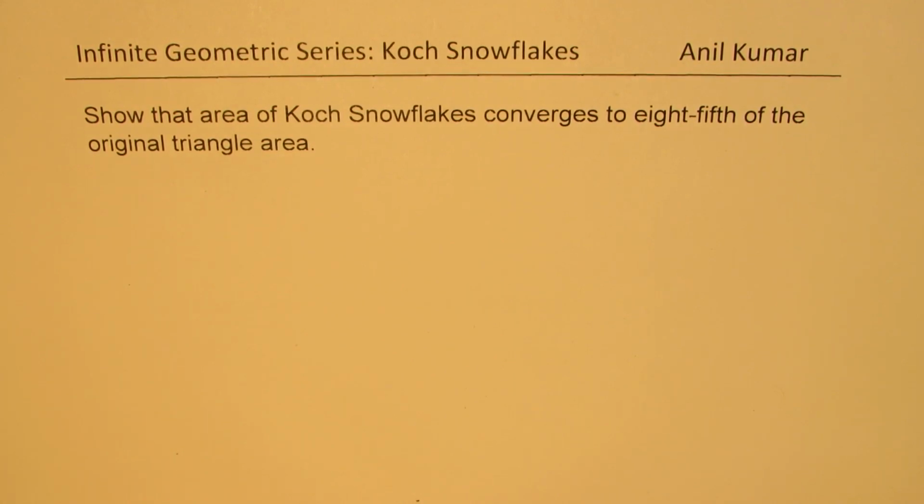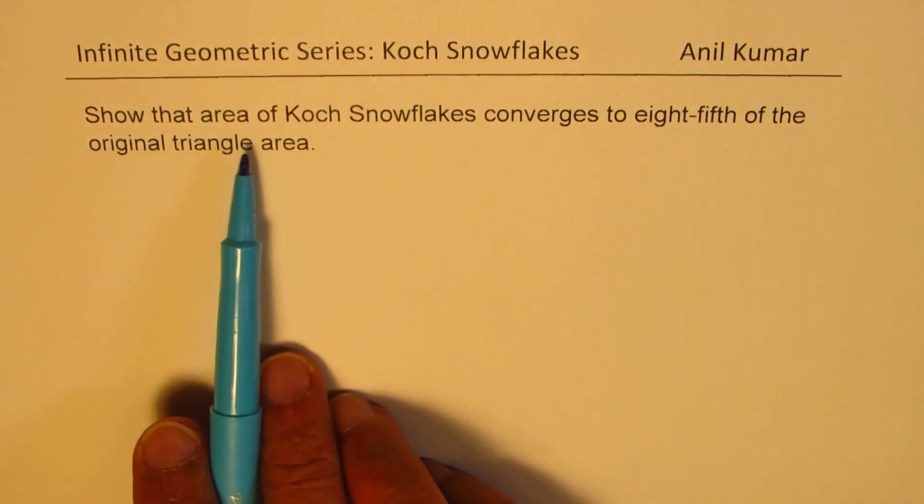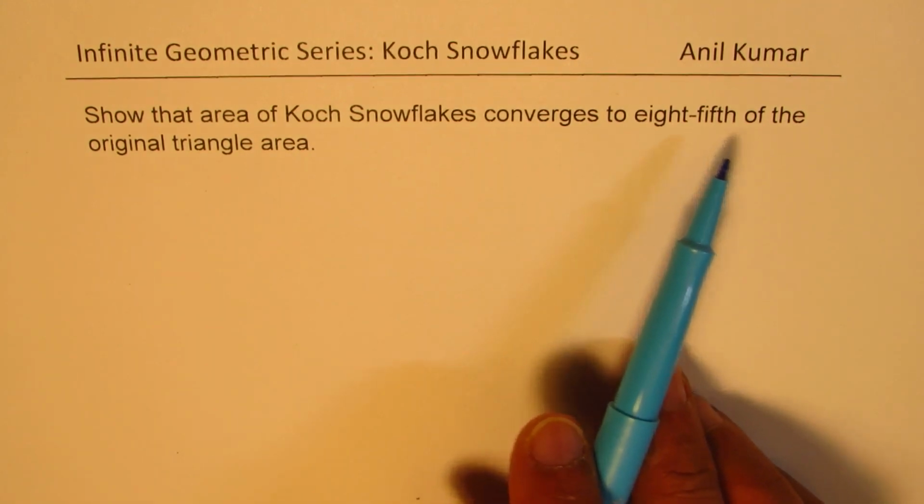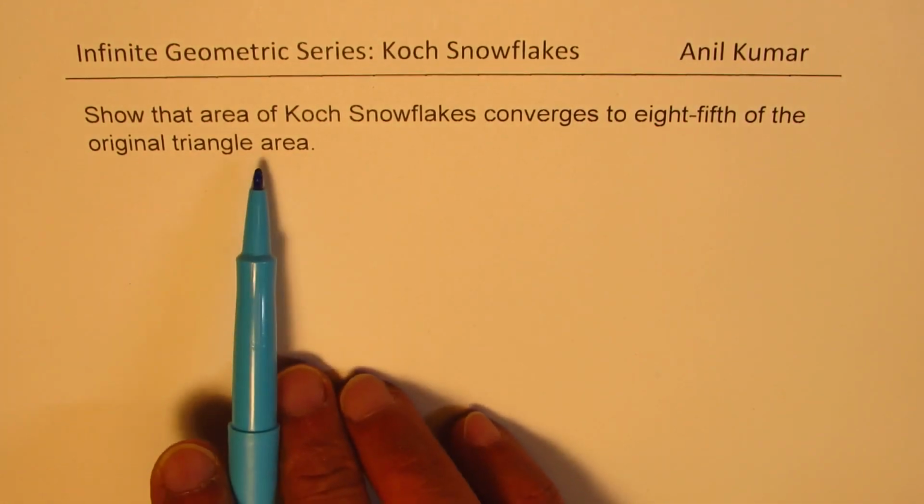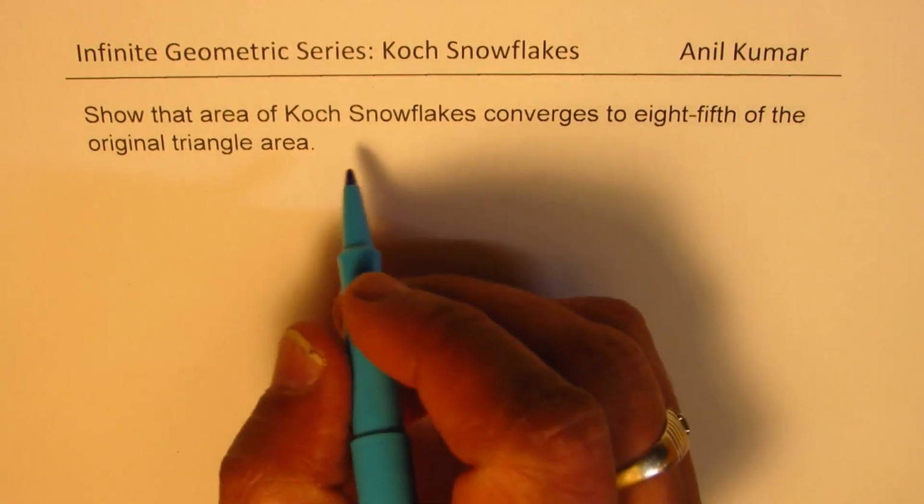In this video, we'll talk about Koch snowflakes. In honor of the scientist, we have the name Koch, and snowflakes is the structure we're talking about. Here we will show that the area of the Koch snowflake converges to 8/5 of the original triangle area. Let's give some background to what this is all about.